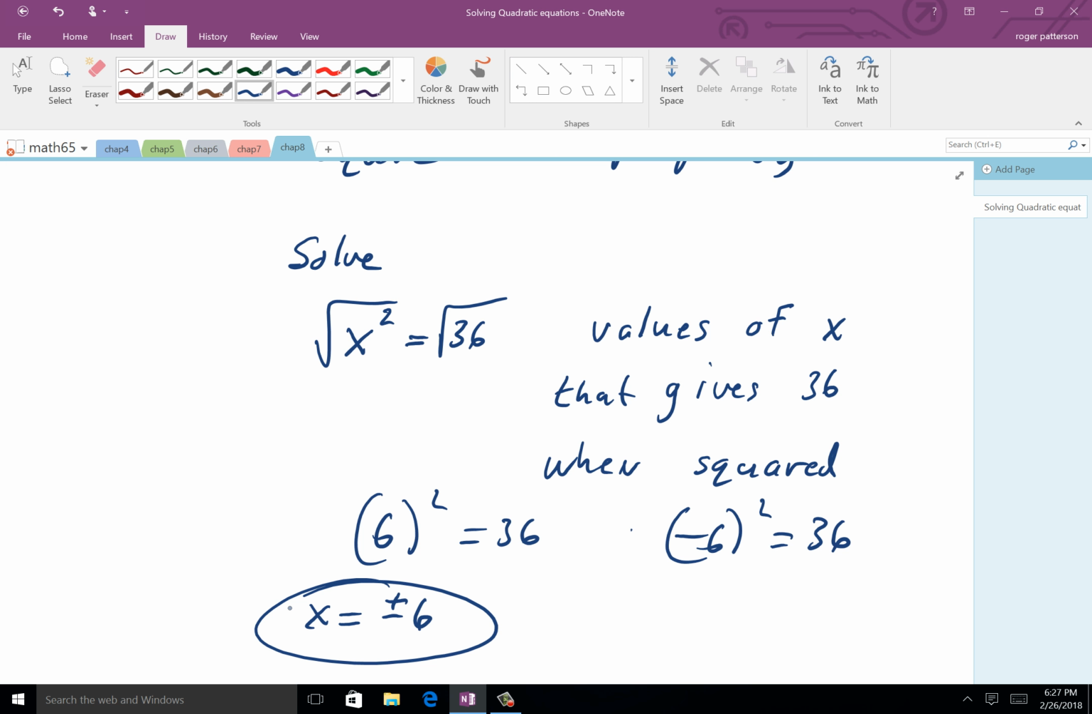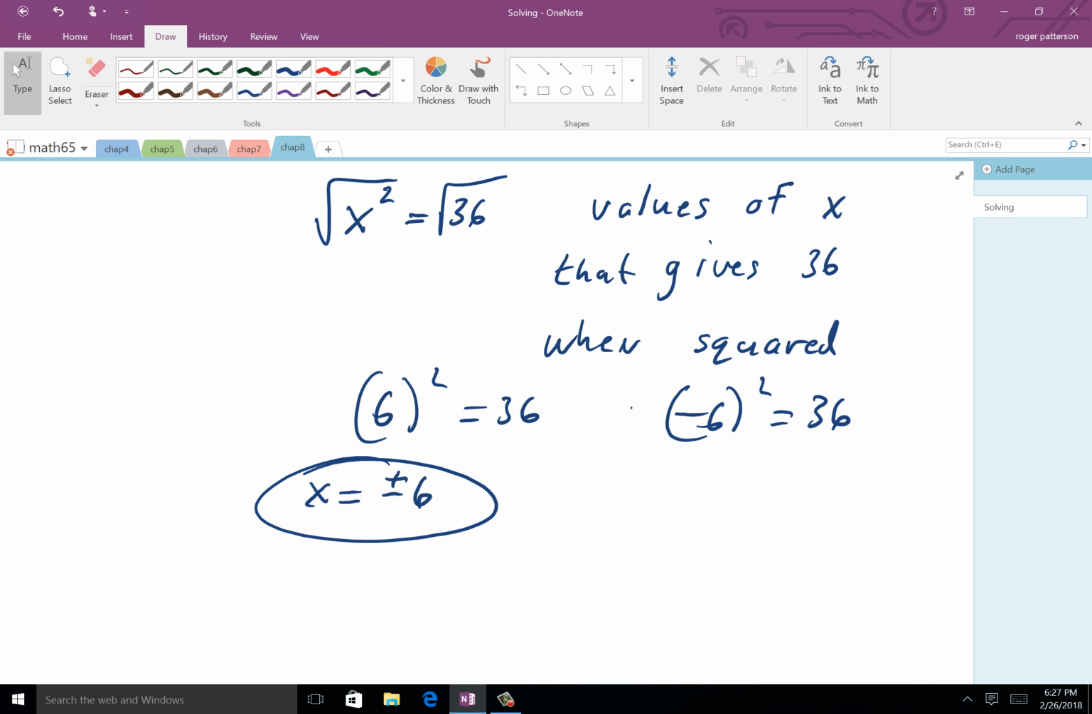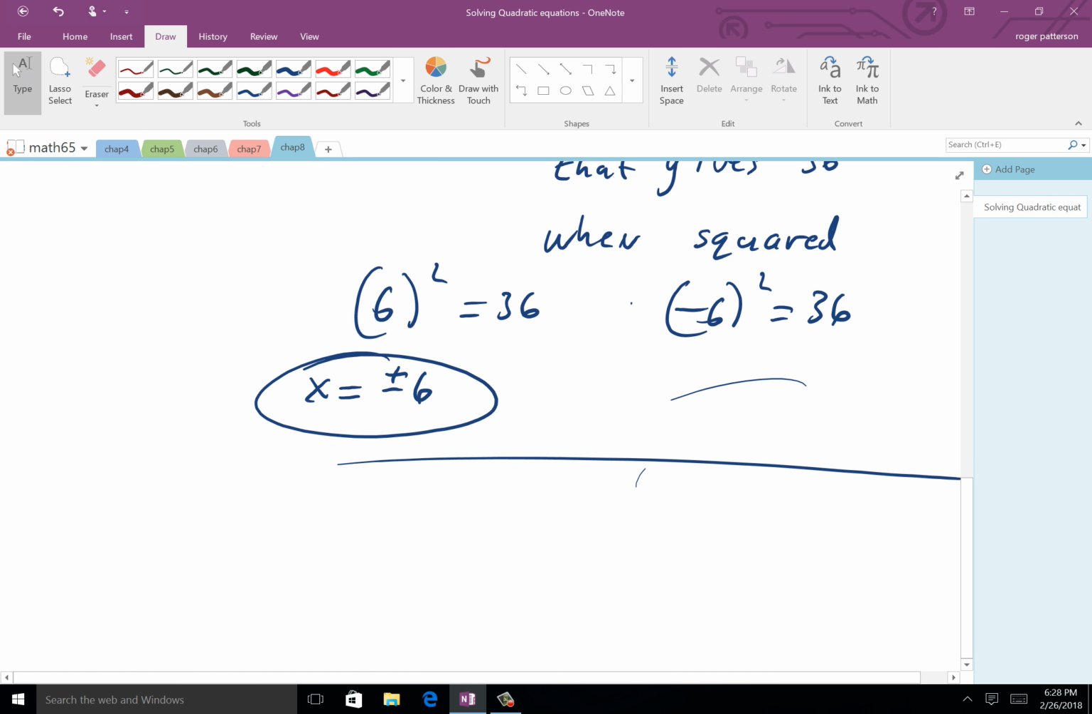So we just give the answer as plus or minus 6? Yes. There could be a possibility, probably not in this case, where you're just going to have one answer. There will be some where you're just going to have one answer. So, if it was negative 36, then you'd know. All right, so let's say we have a 3 out in front.